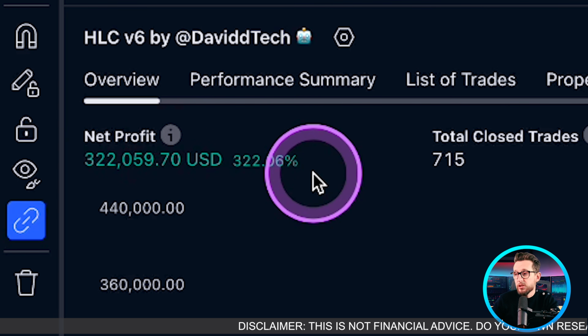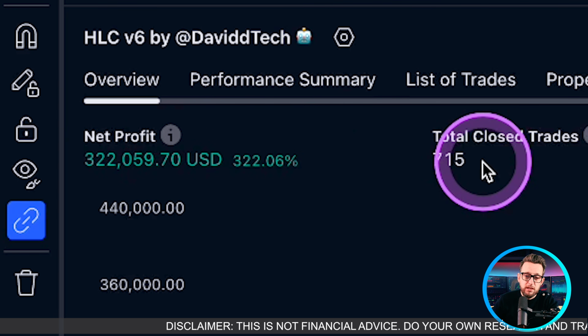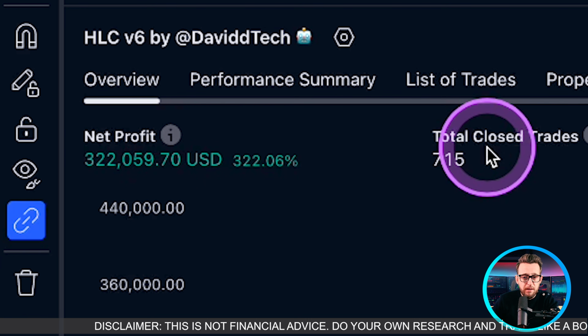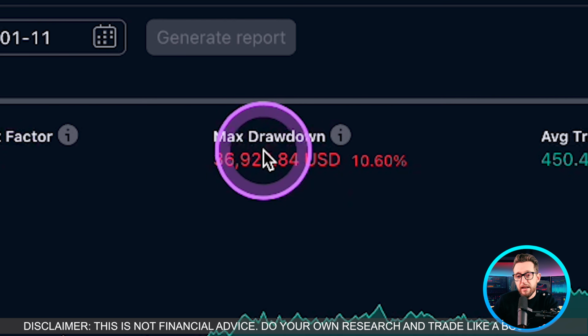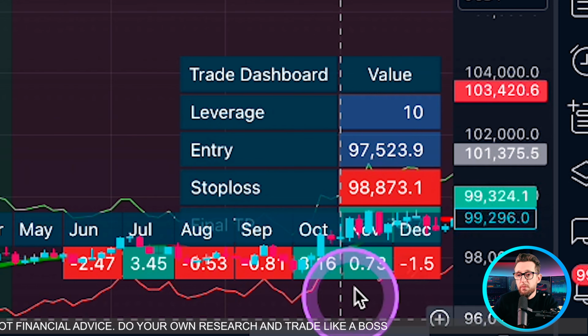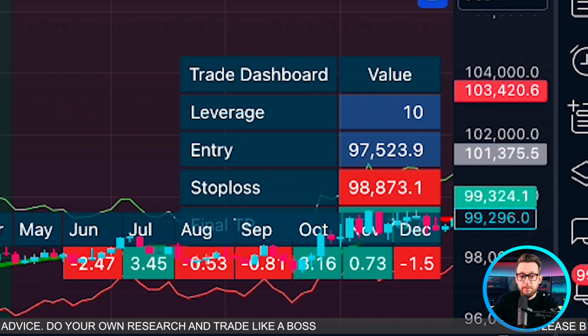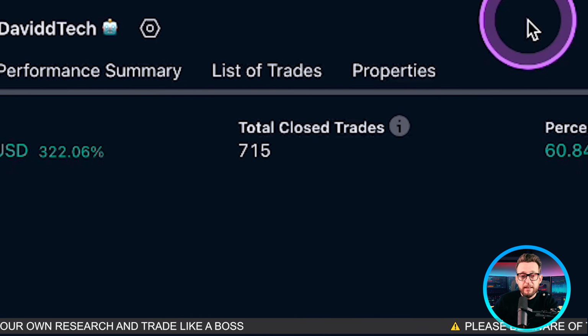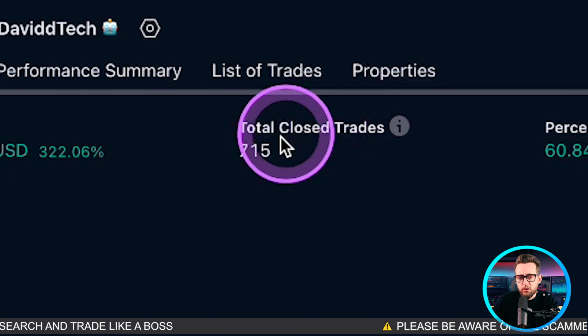322% net profit, which is a bit low in comparison to some of the strategies that we've done before. We are on a low time frame, and as you can see here, we have minimized the max drawdown to 10%, although we are using 10x leverage and 10% of our portfolio. We've had 715 closed trades.